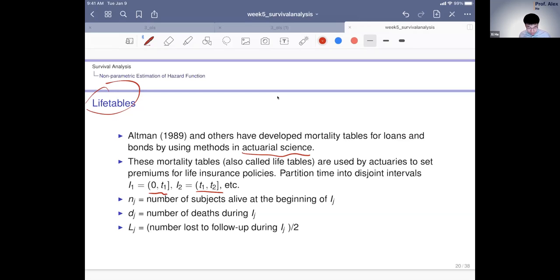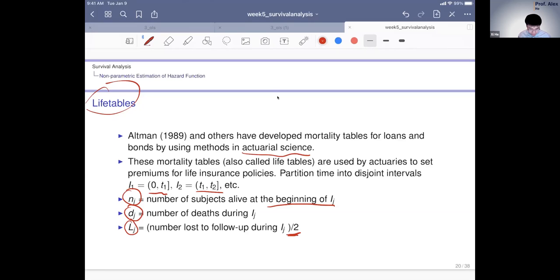And at each interval, you can see how many people are still alive at the beginning of that interval. Okay. And let's call that Nj for this interval j. And then the number of people who died during that interval is called Dj. And then there may also be some people who just got censored, okay? And these people are the Lj's. And we are actually dividing that by two because if they're censored, they can be censored at any time between these two points. So we just take the average.